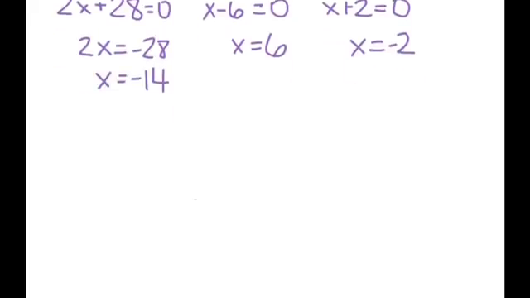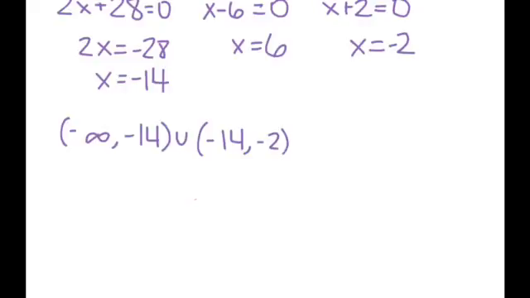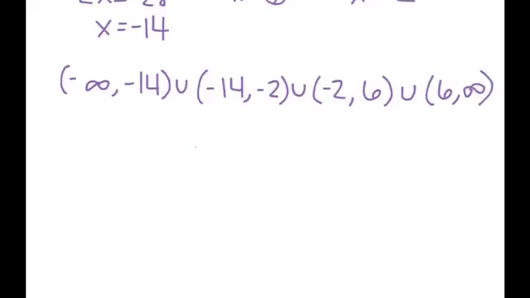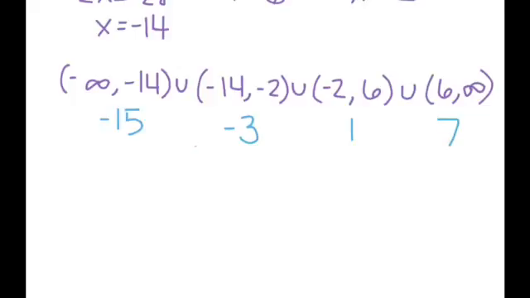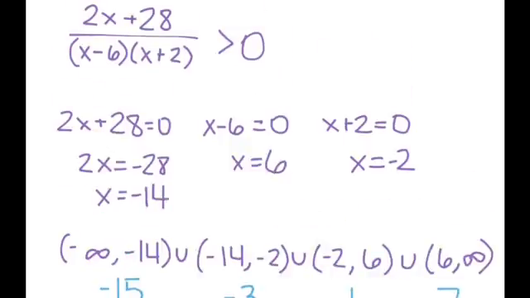So now we would write these out on an interval for our test intervals. So we would have negative infinity to negative 14, negative 14 to negative 2, negative 2 to 6, and then 6 to infinity. So now we'd find a test number in each of these intervals. So for the first one, you could use negative 15, then negative 3, then 1, and then 7. So now we'd plug in each of these test values into the original equation.